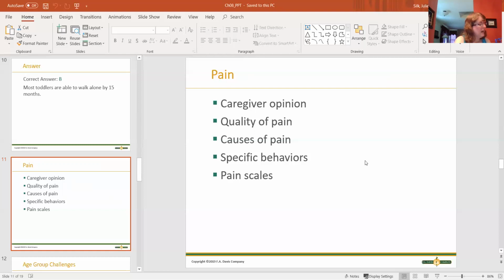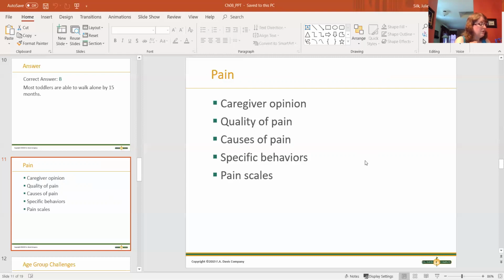So we want to look at the quality of their pain, the causes of it, specific behaviors associated with it, and use different pain scales. Some of the pain scales that the book comes up with are the FLACC. This looks at faces, legs, activity, cry, consolability, and observation. So this is studied in children aged 2 months to 7 years. It's recommended for ages 1 to 5, basically, they say. So that's a good one to use.